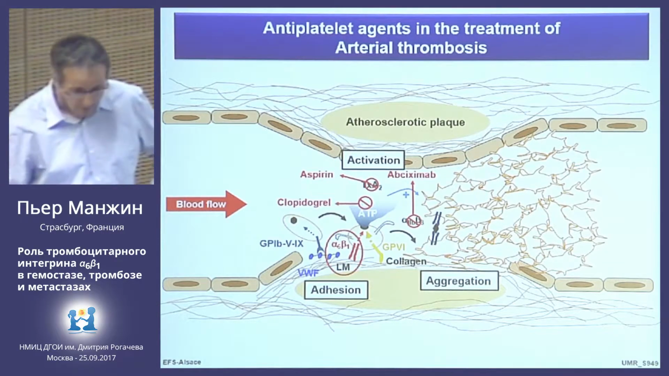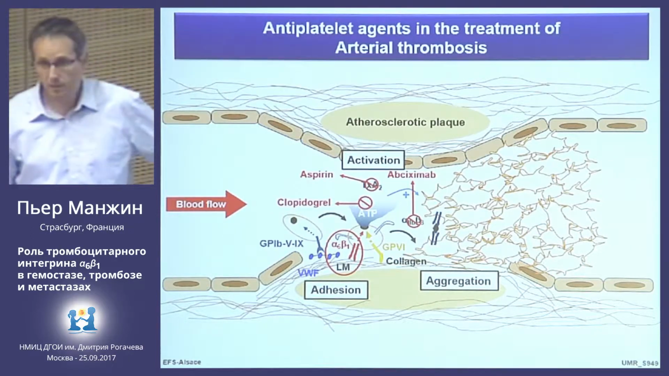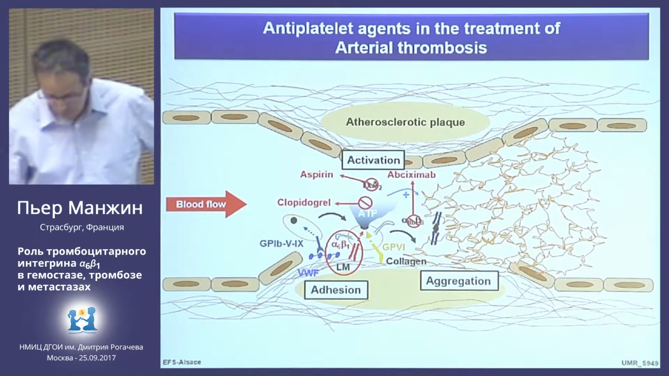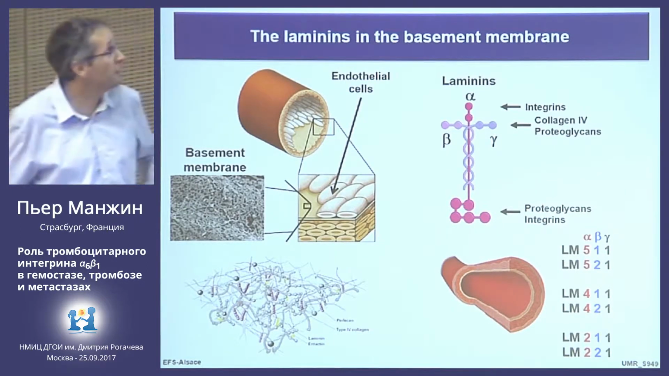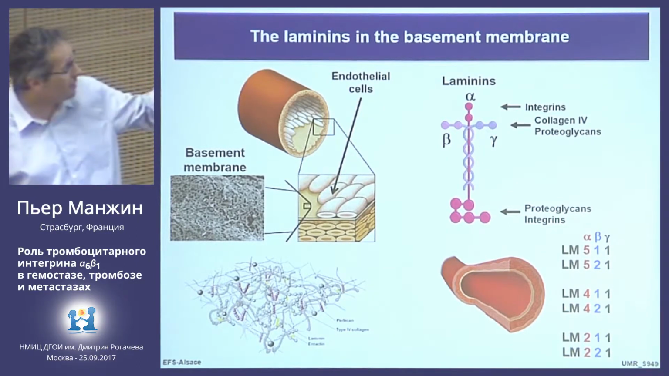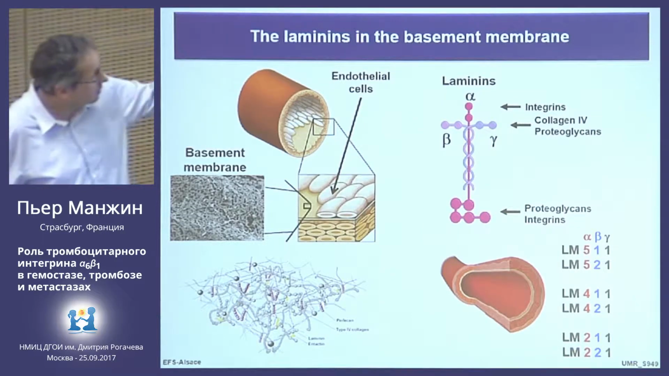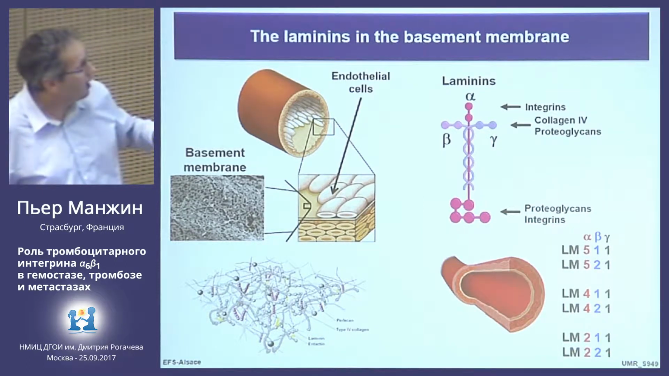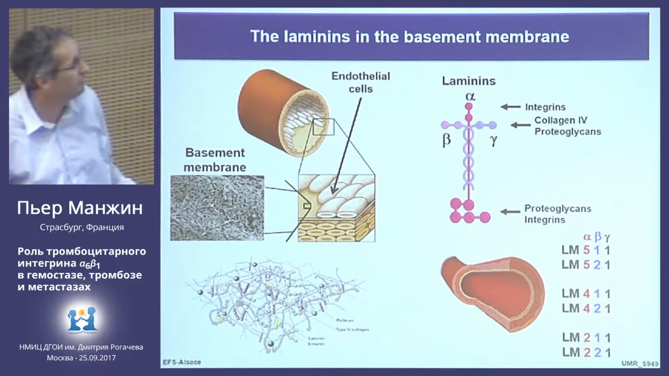And today, I will focus on one of these interactions between α6β1 and laminins. So first, what are laminins? Laminins are a component of the basement membrane that lies just underneath the endothelial cell layer. This basement membrane is composed of a sheet of proteins in which you find, of course, laminins, but also perlecan, type 4 collagen, and nidogen.